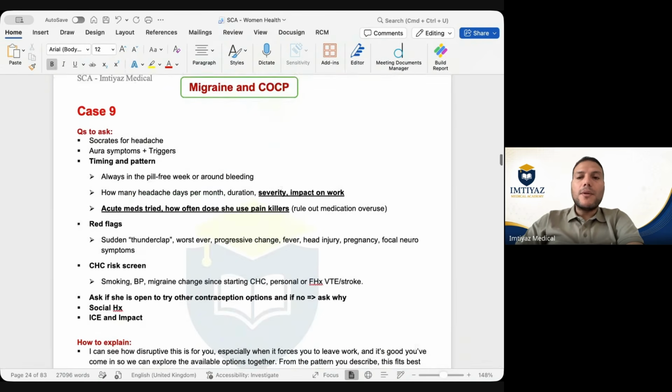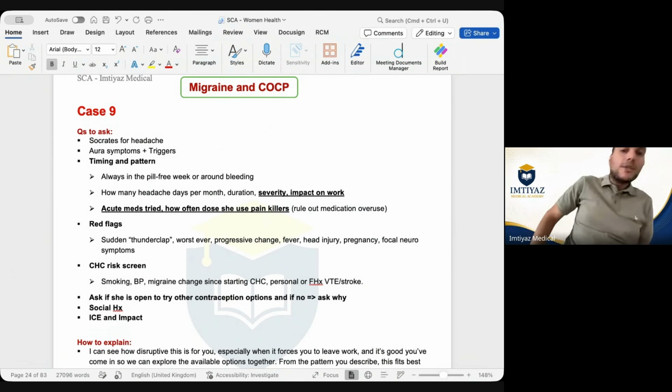Migraine and combined oral contraceptive pills. A very good case about negotiation. How you will negotiate with the patient about this. So it is very important and very good, actually. And I like this case. I don't know why, but I like negotiating cases with the patient. So very good to practice on this case. All right. So migraine and combined oral contraceptive pills. I will tell you the case scenario so you will be aware what we are talking about.